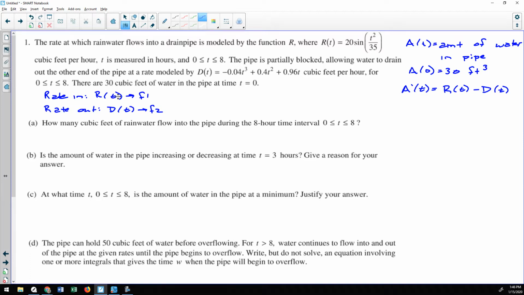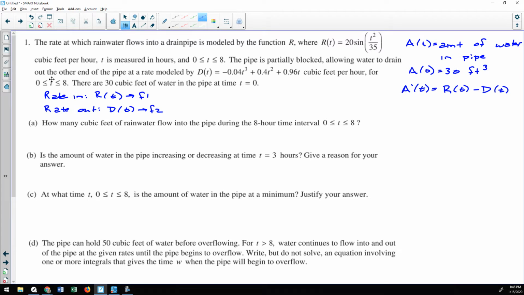The rate in is R of t. I have stored that in my calculator for F1. The rate out is D of t. I have stored that as F2. They tell me that at the beginning of the day, or at the beginning of this interval, there are 30 cubic feet of water in the pipe.